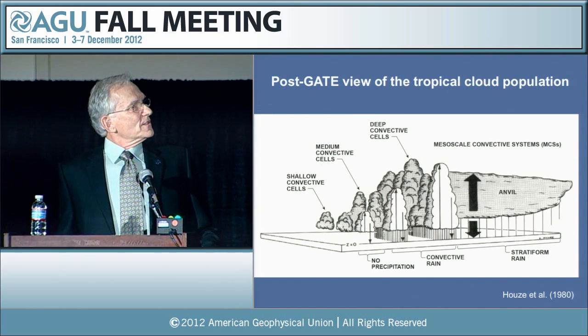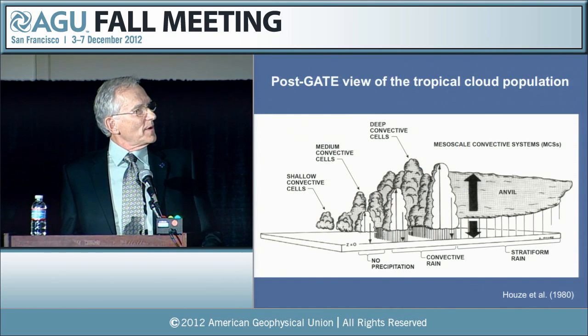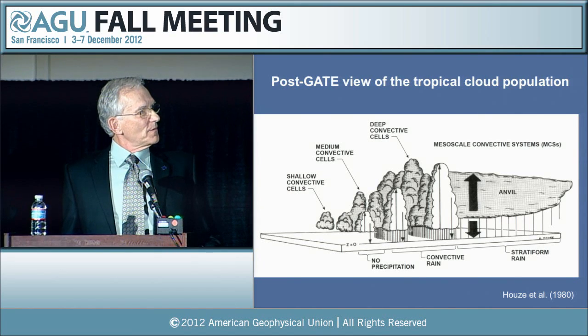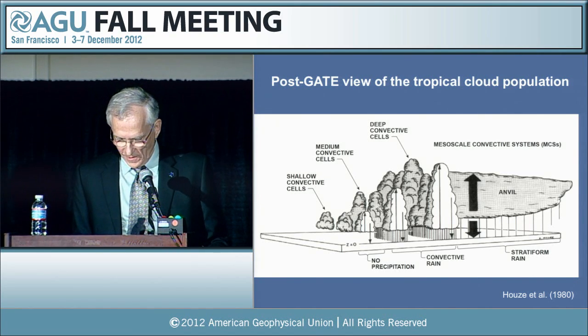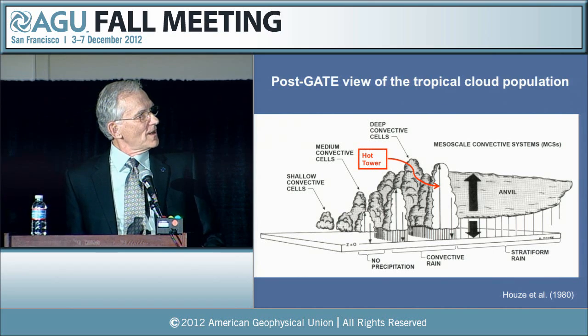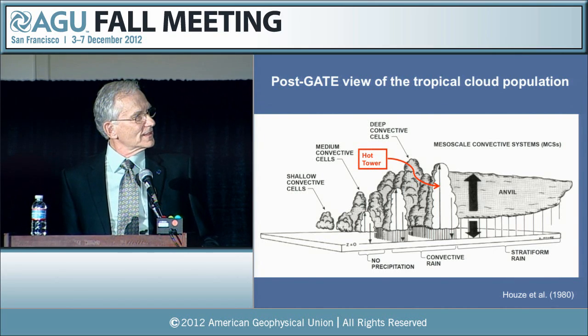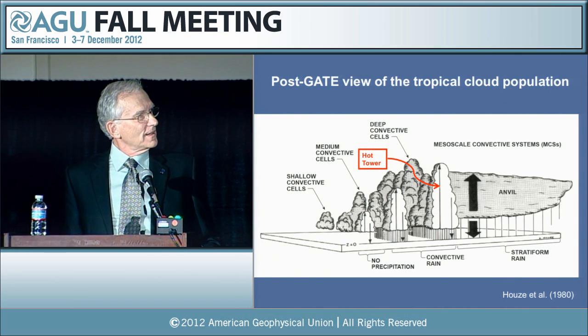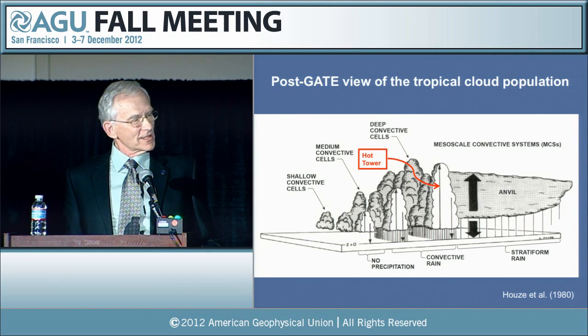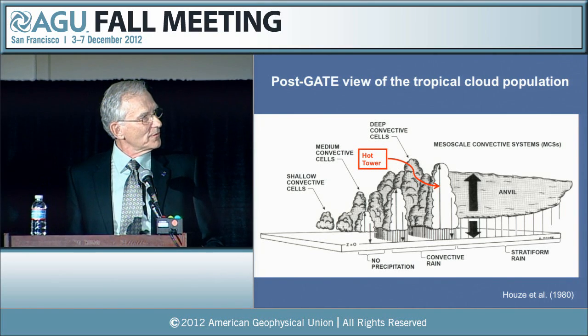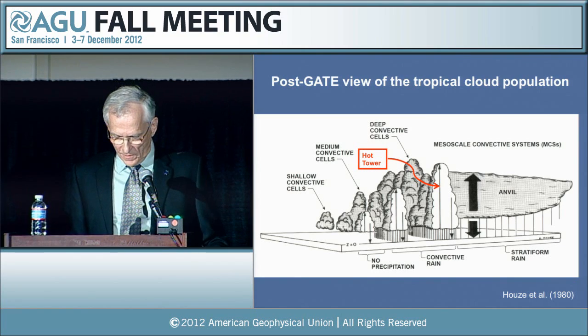So I showed you the pre-gate view of the cloud population. This is a post-gate view of the cloud population. And the key features here, first of all, the hot towers are still in the picture. Now, how extensive they are, how much effect they really have, and how they actually work are all still topics that we're talking about. But they were there.